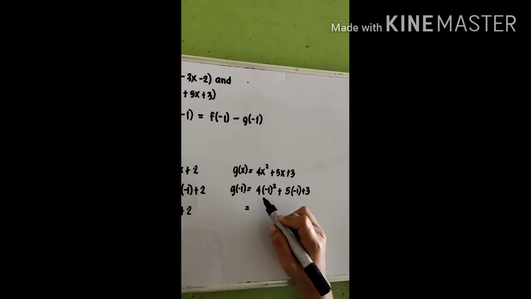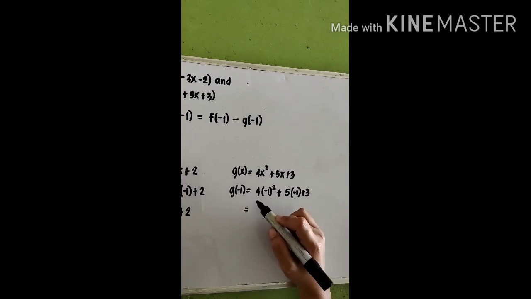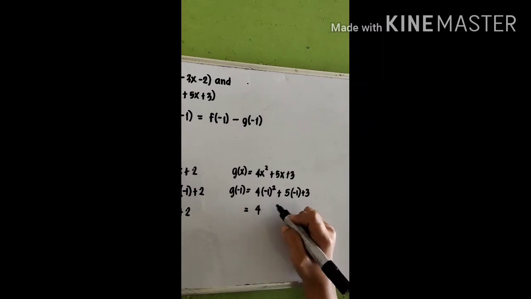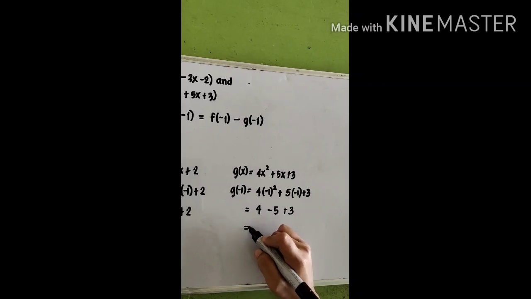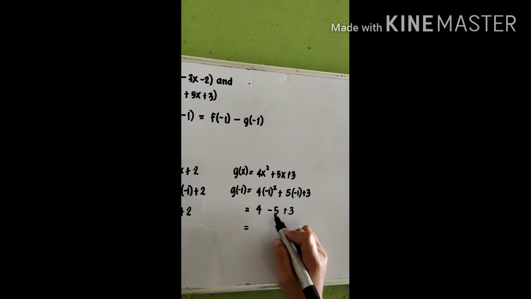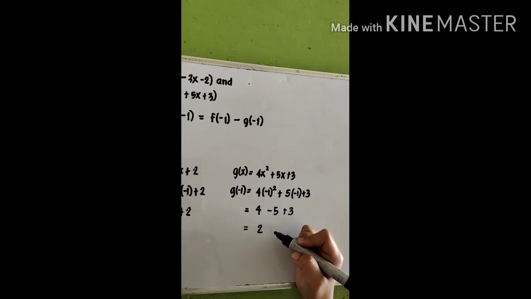So we have here 4 times negative 1 squared. Negative 1 squared is positive 1, times 4, that's 4. And then we have negative 1 times positive 5, that's negative 5, and then positive 3. So 4 minus 5, that is negative 1. Negative 1 plus 3, that is positive 2.